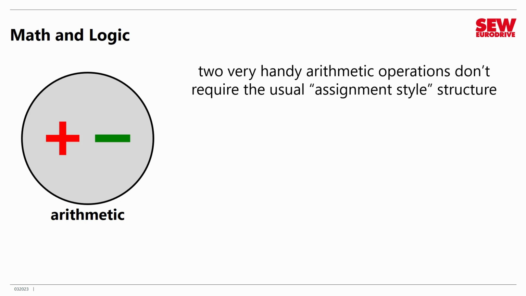There are two very handy arithmetic operations that don't require the usual assignment style structure. In other words, they don't require you to use that equal sign to assign something. Let me show you these. This is a traditional assignment style operation. Let's say I want to take H1 and just increase it by 1. I would say H1 equals H1 plus 1. That's called incrementing. And if I want to do the opposite, I could say H1 equals H1 minus 1. That is called decrementing, when you decrease something by 1.